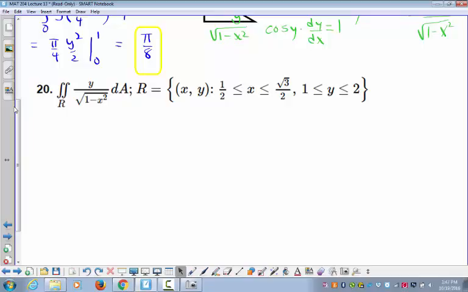You should find with this one that it doesn't really matter which order you do it in, since the x's and the y's are separated. It's not like you have an x times y or something. So in this case, it's not going to matter. You might want to get rid of that square root first, because you know what it integrates to. But it won't matter.